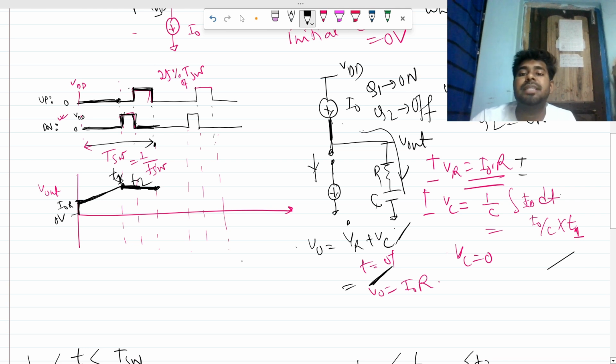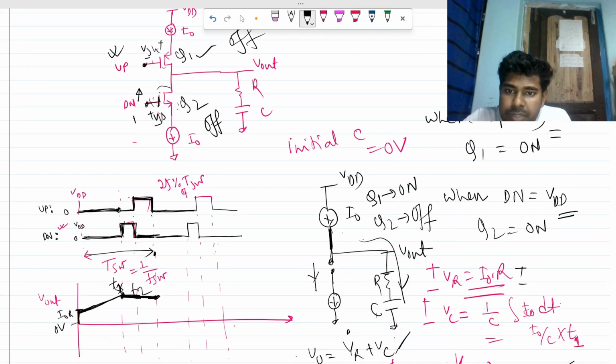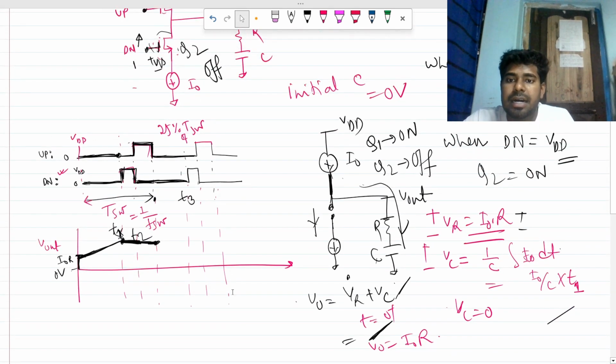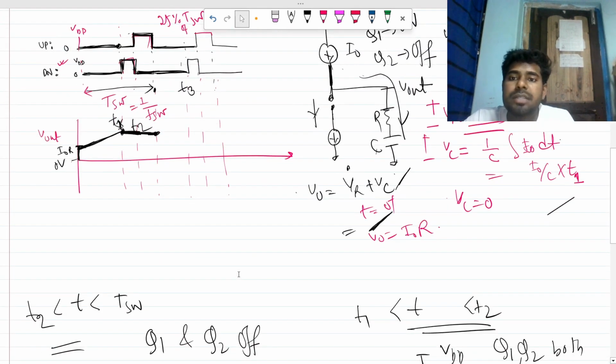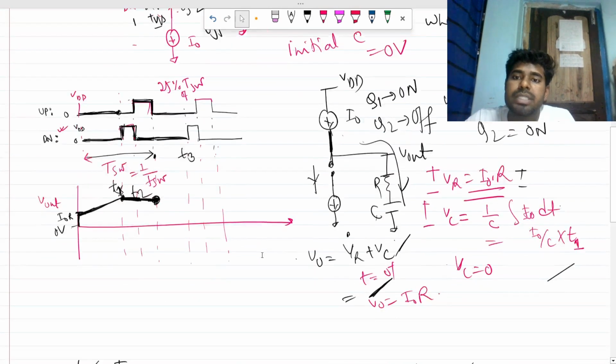Now what will happen after that? Again you can see your up signal is getting 0 and your down signal is getting 0 as well, up to, let's say, T3. Now you can see that previously the output voltage was at this level. Now your PMOS, the Q1 switch, is again conducting.